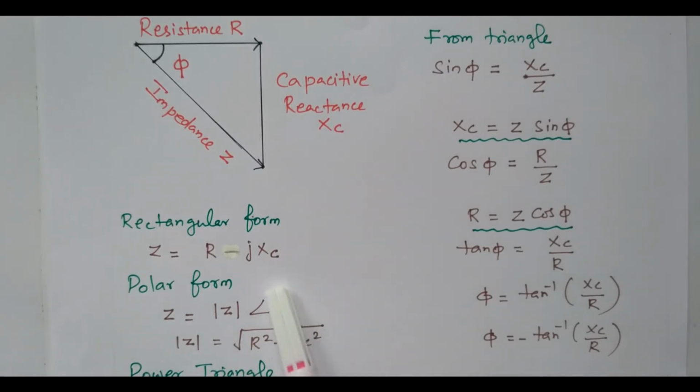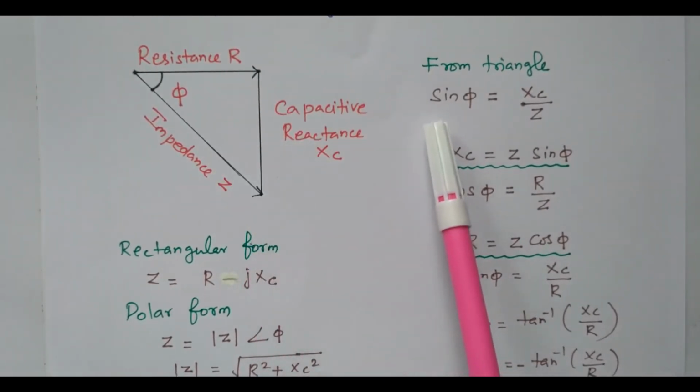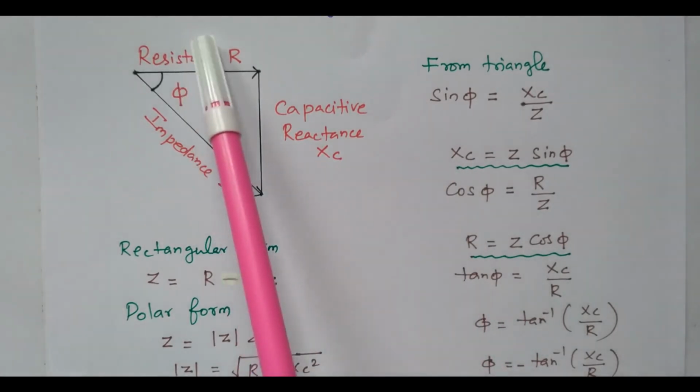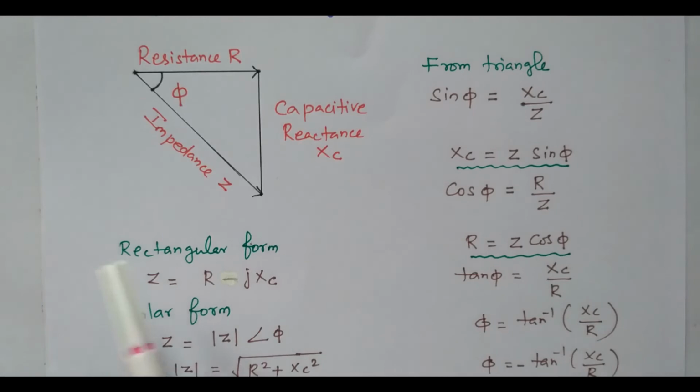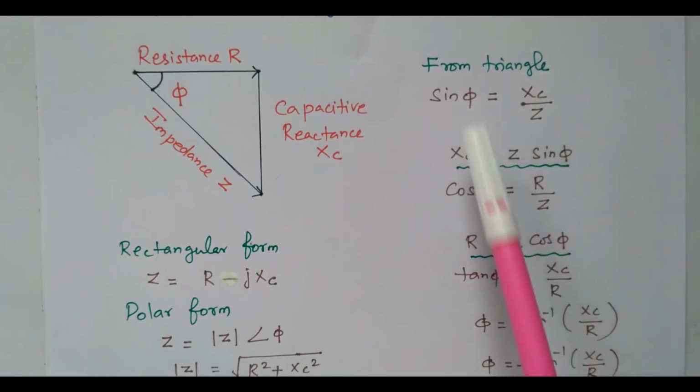Then how will you find the phase angle φ? From this triangle we can find sin φ. Sin φ equals opposite side by hypotenuse, that is Xc divided by Z. From that, cross multiply, so Xc equals Z into sin φ.